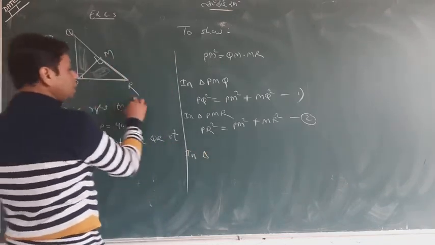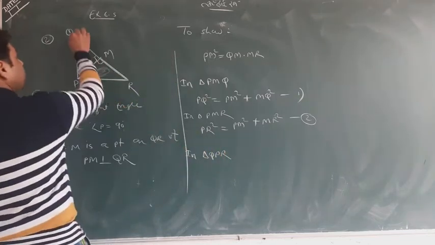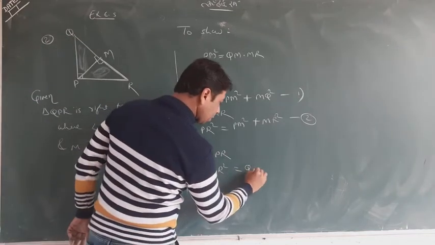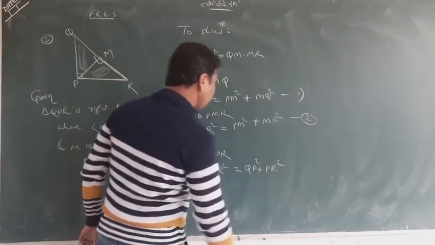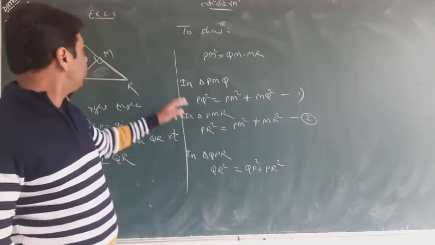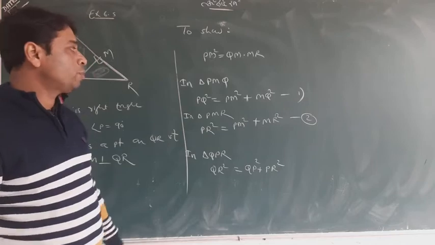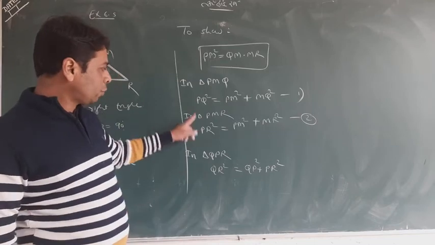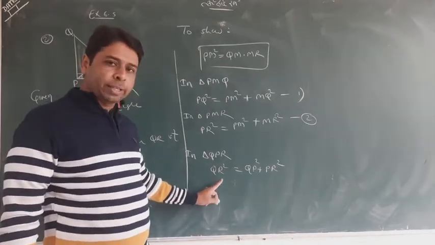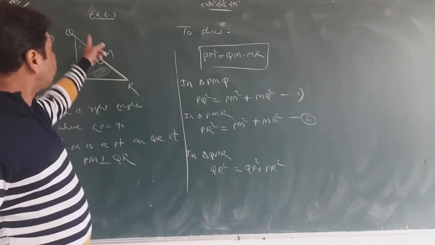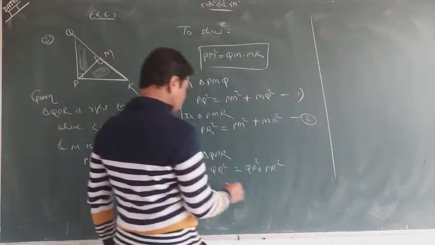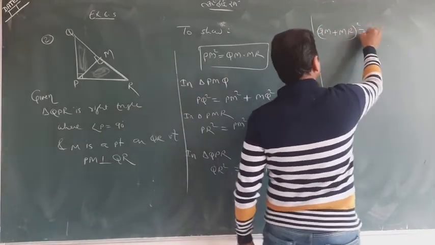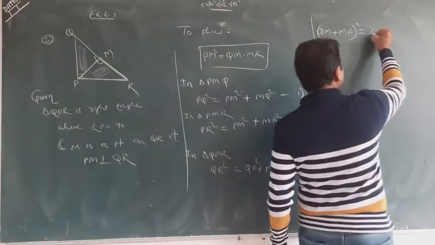In the triangle QPR, QR square is equal to QP square plus PR square. Now I have taken all the equations. I have taken all the right angle triangles, and we have got this particular thing. I need PM square equal to QM into MR. So we have three equations. You can understand now. I'll move by this QM QR. Can you see QR? I can write QM plus MR. So instead of that QR, I will write QM plus MR whole square equal to QP square plus PR square. Same it is.